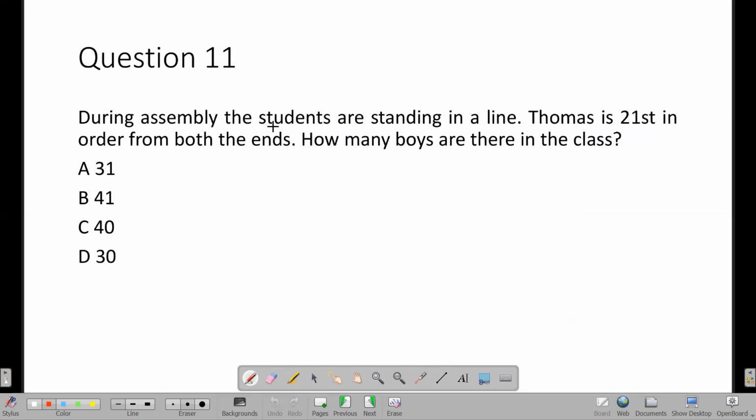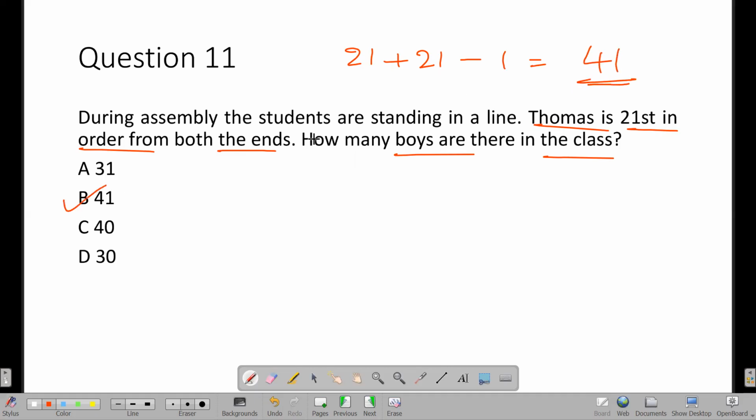Look at this. During the assembly, the students are standing in a line. Thomas is 21st in the order from both the ends. How many boys are there in the class? Which means there are 21 people ahead of Thomas, 21 following Thomas. Total number of boys, you can straight away do it like this. 21 plus 21, that is equal to 42 minus 1, that is equal to 41. Without drawing anything, you can answer this. Mark 41 as the answer.